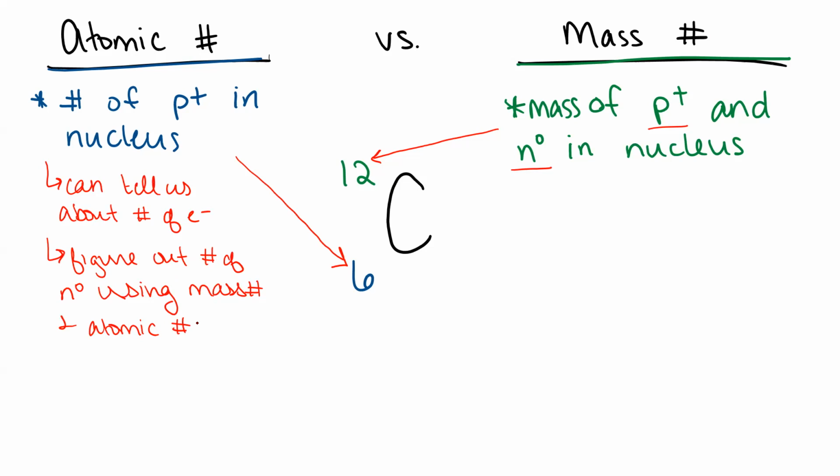Another important distinction to make, not just about the atomic number being the number of protons, positively charged particles in the nucleus of the atom, is the fact that we talk about the mass number. So the mass number is always a whole number.